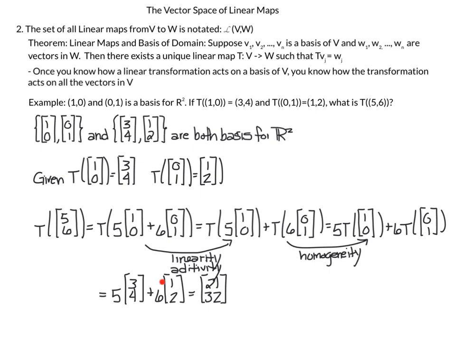And looking at that, this is what this fact here is about. Once you know how a linear transformation acts on a basis of V, you know how the transformation acts on all the vectors in V. Because essentially all the vectors can be written as a linear combination of the basis vectors. And then you use additivity and homogeneity to break it down.